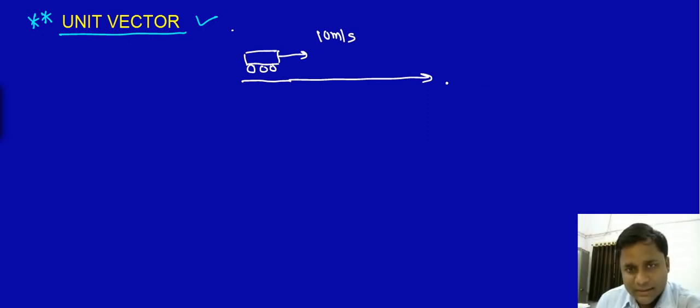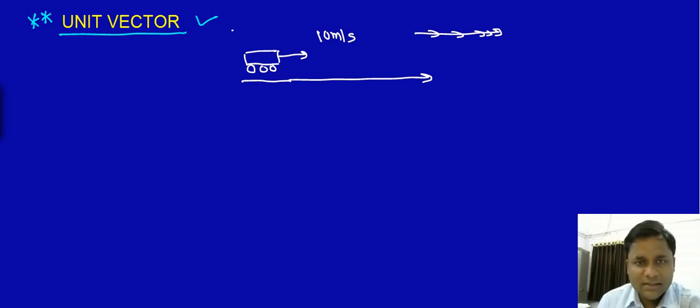We know that the bus has a direction, moving from this side to this side, from left to right, with a velocity of 10 meters per second. If we want to define the unit vector, let us take a small part, and the distance is divided into small parts.